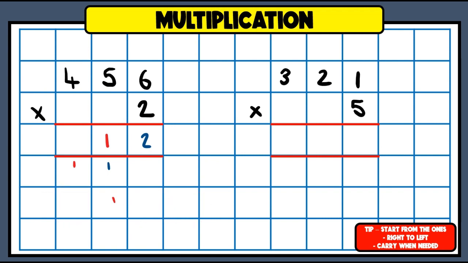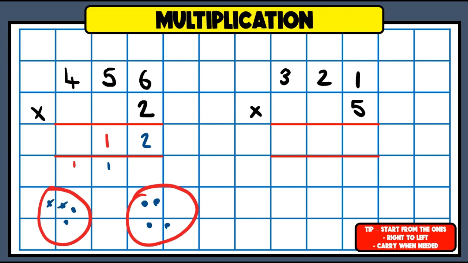Alright, next I've got 2 times 4. So how many rings do you think I'm going to make now? That's right, 2 times table. Just make 2. Alright, 2 times 4. 1, 2, 3, 4. 1, 2, 3, 4. Let's count them off. 1, 2, 3, 4, 5, 6, 7, 8. So 2 times 4 is 8. Add the 1. It gives me 9. So the answer is 912. 2 times 456 is 912.